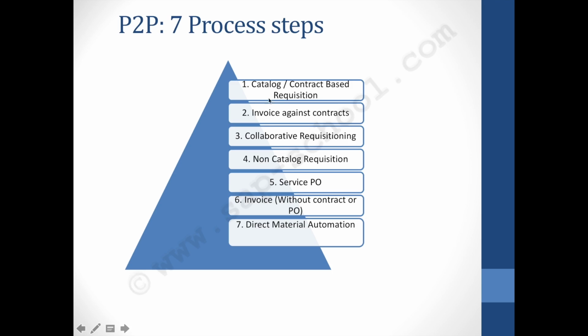Okay, so let's come to the seven process steps that Ariba defines. We have the catalog or the contract based requisition, where you could either order from a catalog by browsing through the different elements, or you have a contract already in place and you just order material based on your existing contract with the vendor.